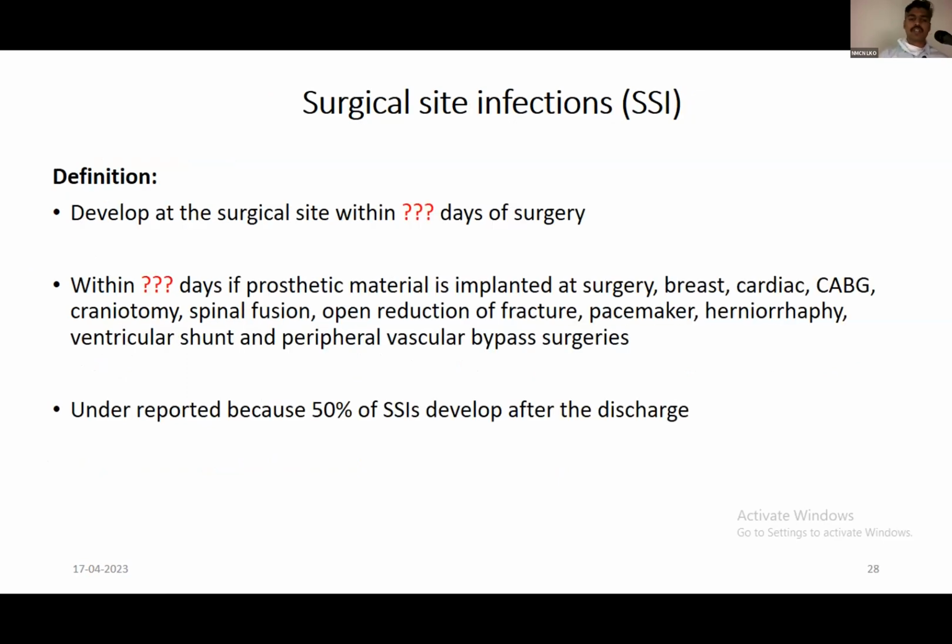Fourth is the surgical site infection. So it can develop at surgical site within how many days of surgery? Can anybody answer? Surgical site, resident? 30 days. And if you read the second sentence, within dash days if prosthetic material is implanted at the site, it is 90 days. It is underreported because 50% of surgical site infections develop after the discharge.